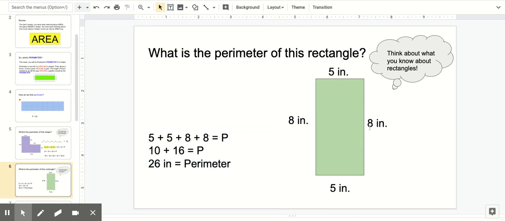So it might seem like you don't have enough information, but if you think about what you know about a rectangle, you do know the rest of those dimensions. So you can go ahead and include them and then use them to find the perimeter.